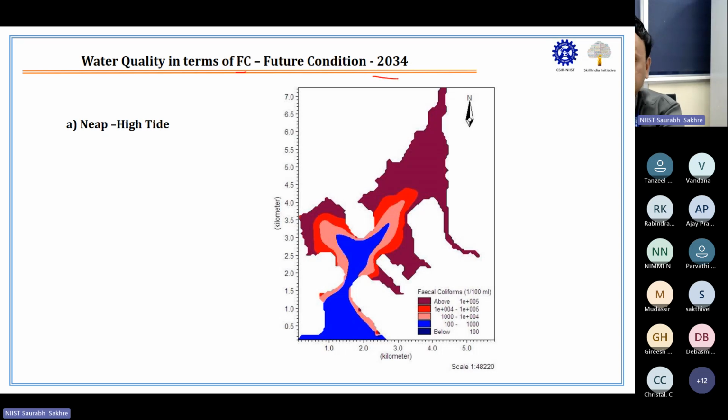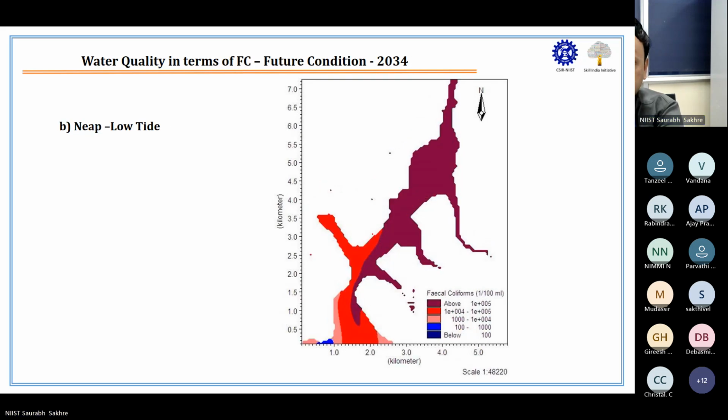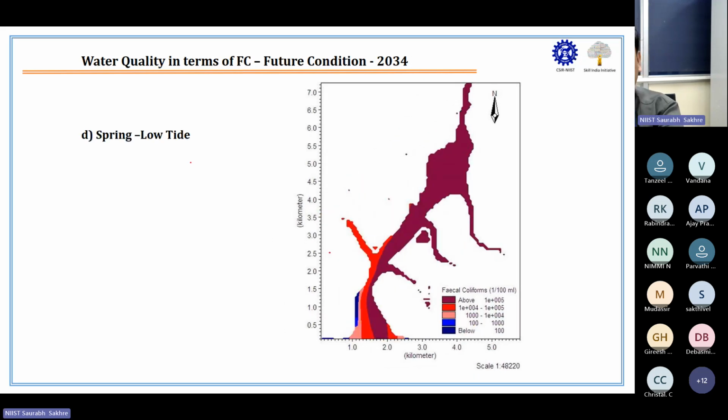So this is the future condition 2034. Now at least this area is reduced. Earlier this area was coming up to this point. So when it is between 100 to 1000, this area is there, which is neap high tide, neap low tide fecal coliform, spring high tide, and spring low tide. Okay, so like that I could see what 60% treatment will do.